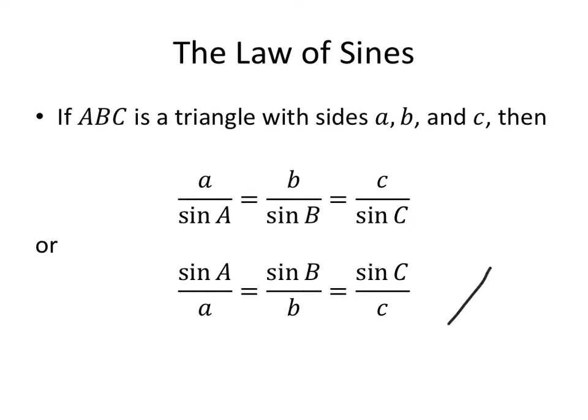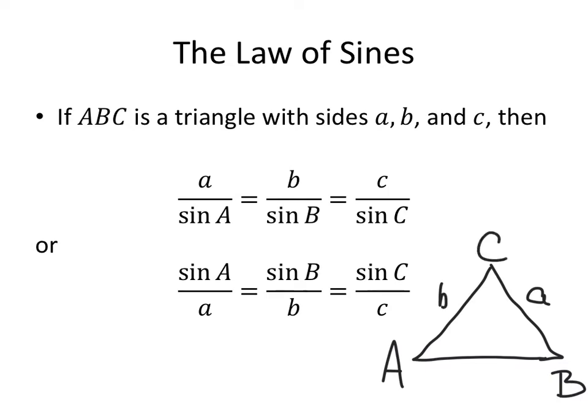If I have a triangle, no longer a right triangle necessarily, angle A across from side A, angle B across from side B, and angle C, which is no longer guaranteed to be 90 degrees, across from side C, then we have a over the sine of A is equal to b over the sine of B, which is equal to c over the sine of C, and we could use any two of these together. We don't have to use all three all the time.